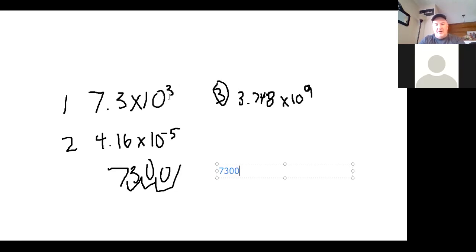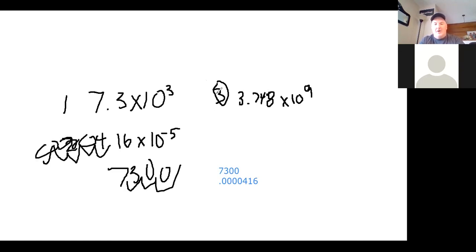Anytime it's going bigger like that, 10 to the third, that number should get huge. Number two, 10 to the negative 5, that number is going to get smaller, really small. So 4.16 is going to go down. In this case, it's going to be 0.0000416. You're going to be filling in a bunch of zeros.